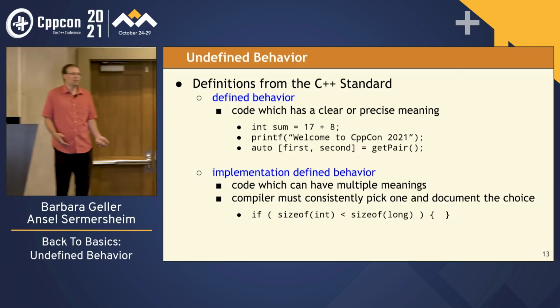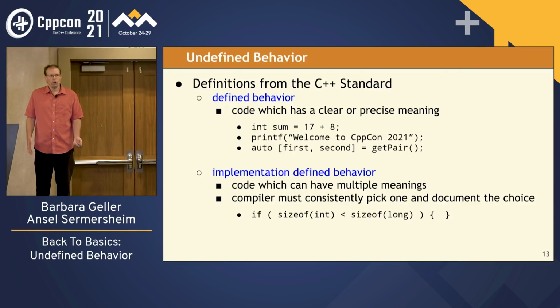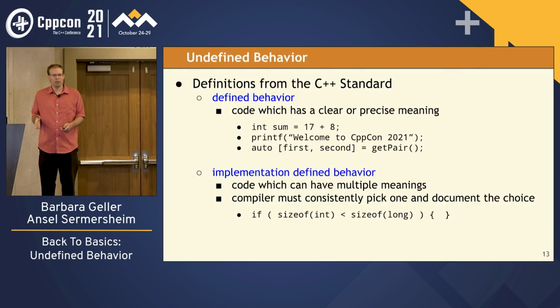Then there's implementation-defined behavior, which is code that could have multiple meanings, and the compiler, or possibly the platform, needs to pick one and document the choice. So here we're saying, is the size of an int less than the size of a long? The standard doesn't say whether this is true or false, but it's a perfectly reasonable question to ask, and for a given platform, it will have a consistent answer, because int and long don't change size.